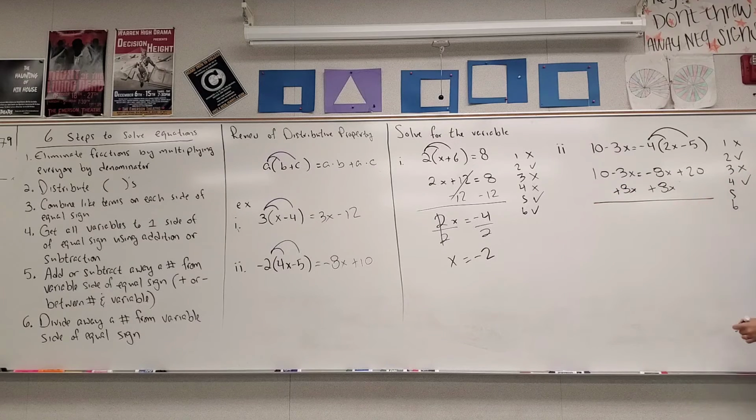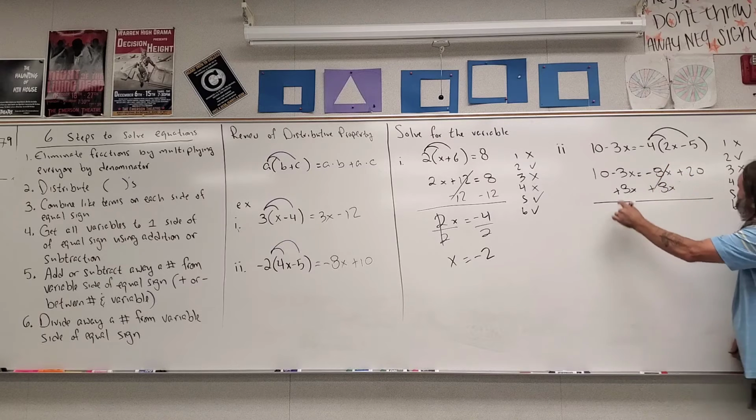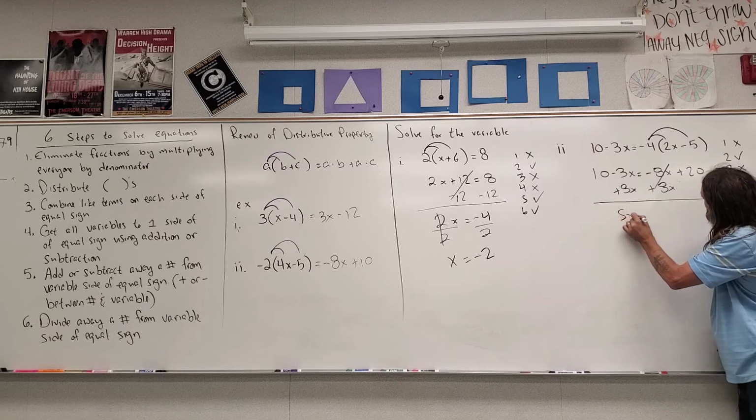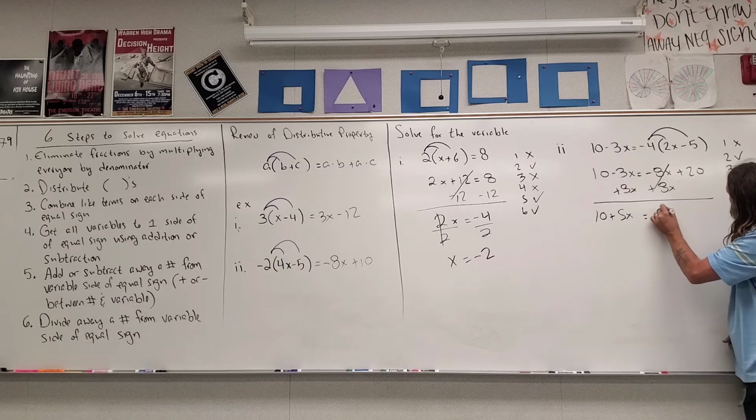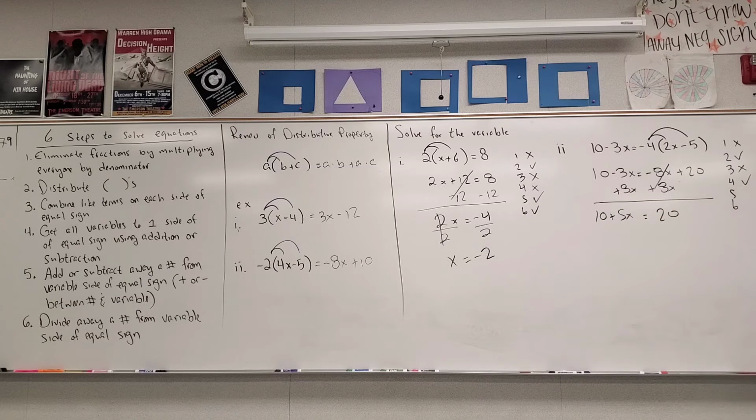Okay, so let's see here. The 8x on the right cancels. I owe 3, I have 8. I have more than I owe, so I have 5x remaining. So it's 10 plus 5x equals 20. All right, so let's see here.